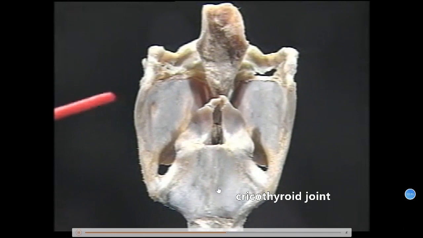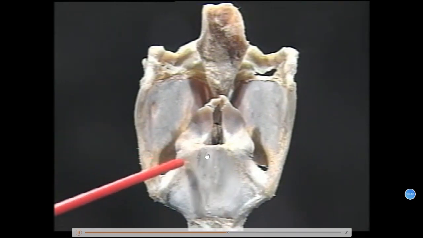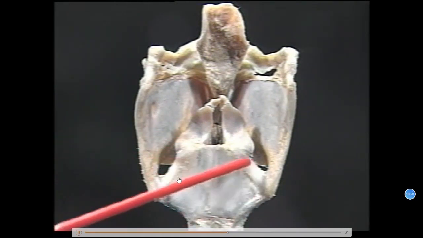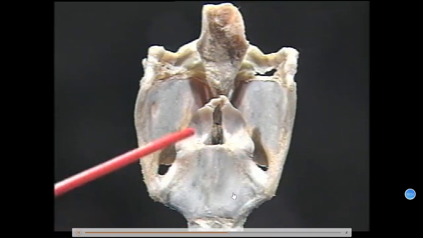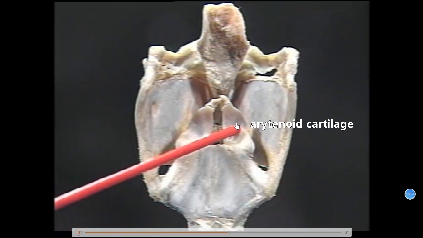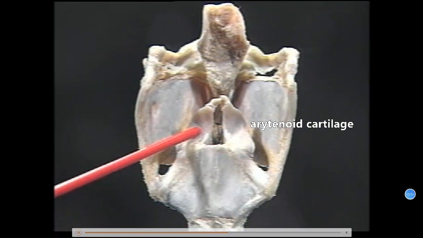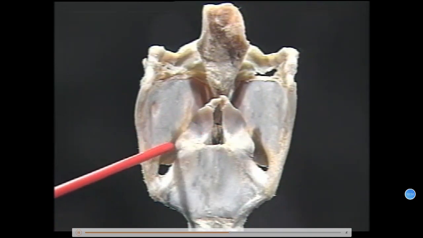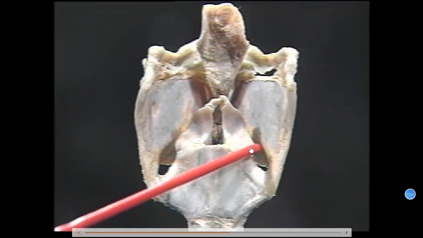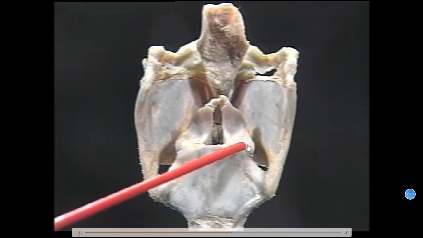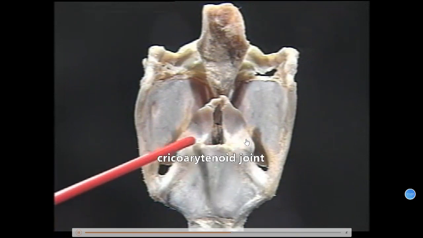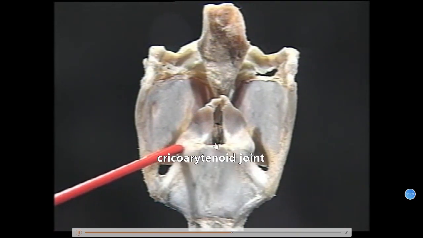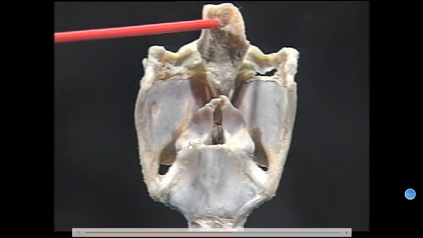Now posteriorly, this one is the lamina of the cricoid cartilage. Here is the arytenoid cartilage. This is the muscular process. Muscular process connects the muscles. Here is a joint, the cricoarytenoid joint.